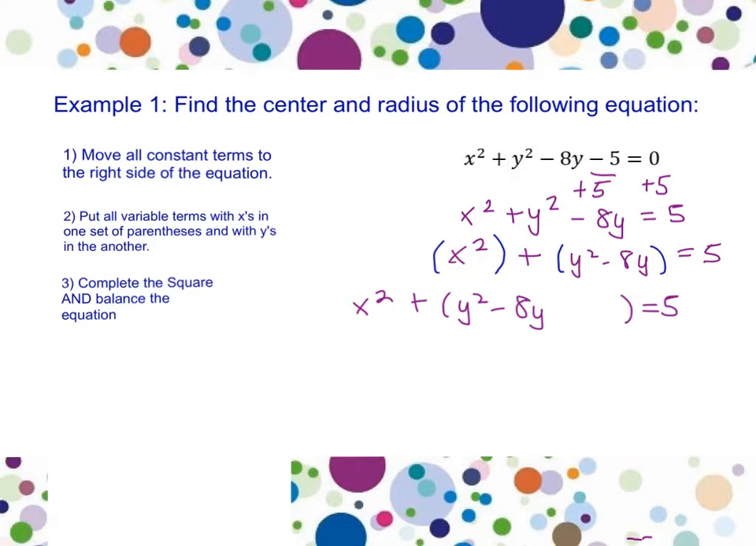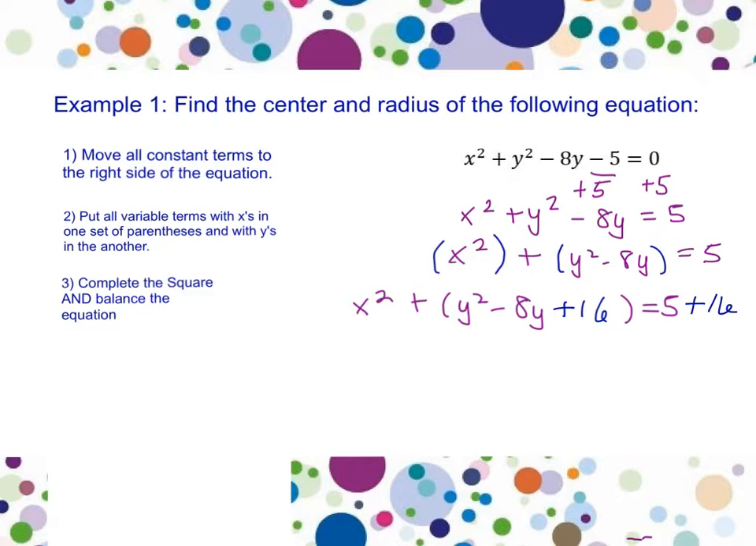So I'm going to add positive 16 in the parentheses. Let's see if I can fix my 6, it's kind of funny. All right, so we're going to add positive 16. Now, we can't just go adding positive 16 to the left side of the equation unless we also do it to the right. So when I say balance the equation, that's what I mean. We've got to also add 16 to the right.